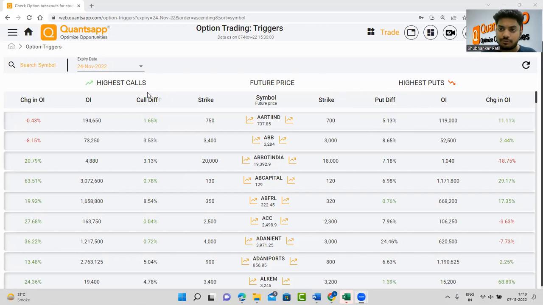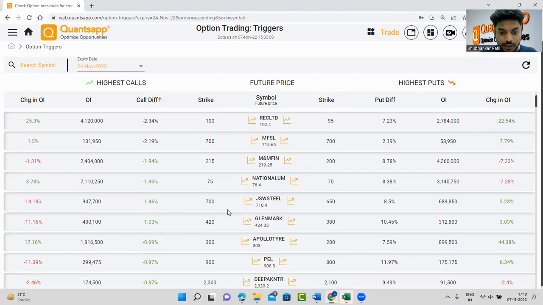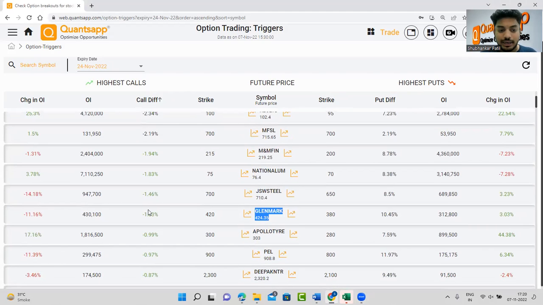Now what we need to find out, let's say if I want to find out a breakout, I will find it out by sorting it down as per call difference. Now you see Glenmark. What would have happened in Glenmark? It is minus 103. Now what does that mean? If you just look at this 420, it is lower as compared to this, which means Glenmark has moved up above its highest call and 11 percentage call writers have unwinded.